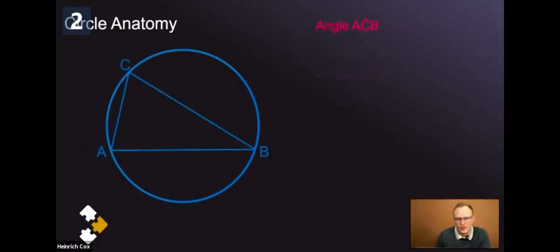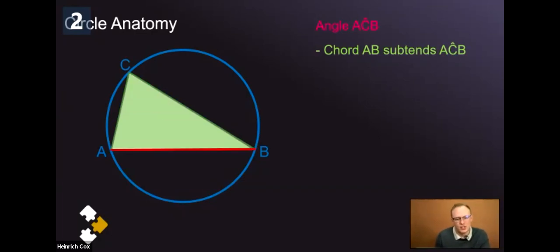Okay. So let's look here at this angle ACB, right? So angle ACB here, the terminology we use is to say that chord AB subtends ACB, right? So if you follow the two chords from C to the points A and B, then you'll see that AB is what you get to, right? So that's a visual there to show you what it means when we say AB subtends this angle ACB.